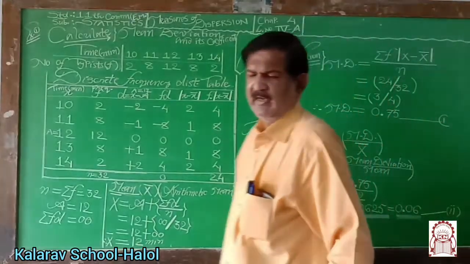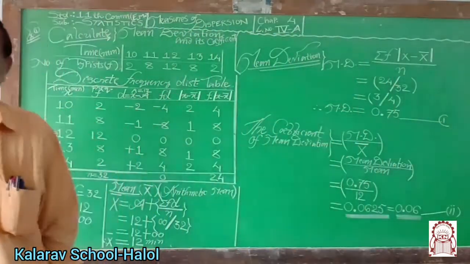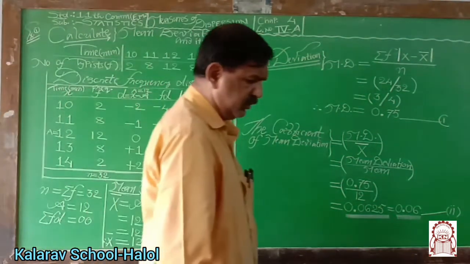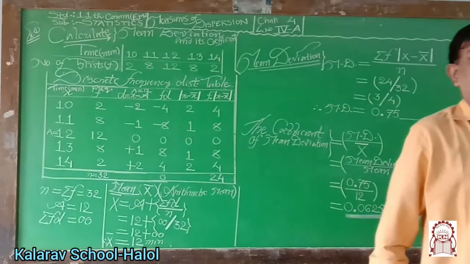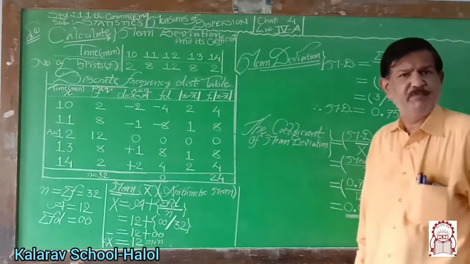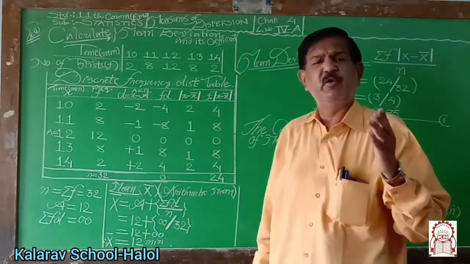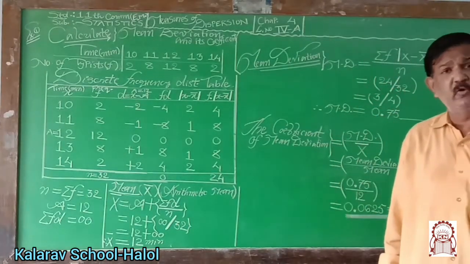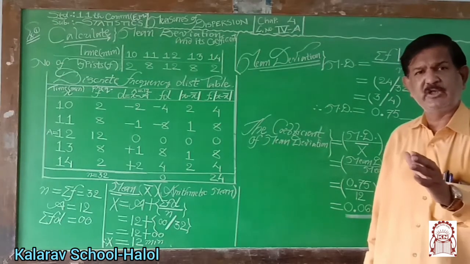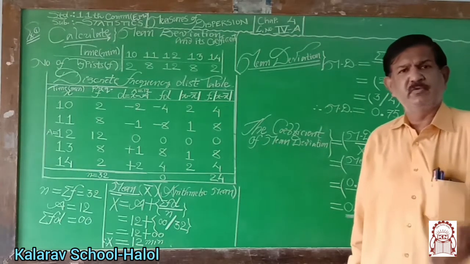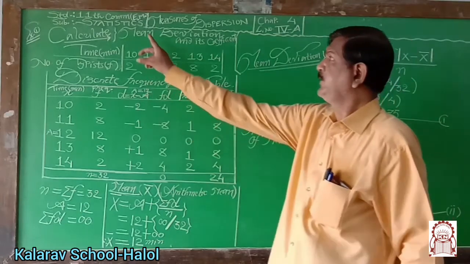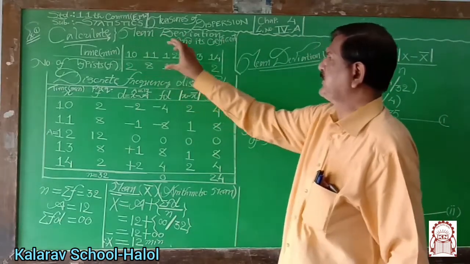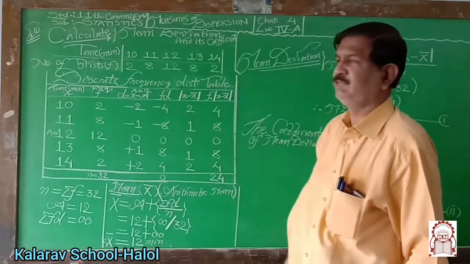Good morning, everyone. Measures of dispersion, chapter number 4 in statistics, in which we have covered range and the coefficient of range, quartile deviation and the coefficient of quartile deviation for different types of frequency distribution: ungrouped data, discrete series, continuous series. Now we are going to see a new topic, that is mean deviation and the coefficient of mean deviation for discrete type of frequency distribution.